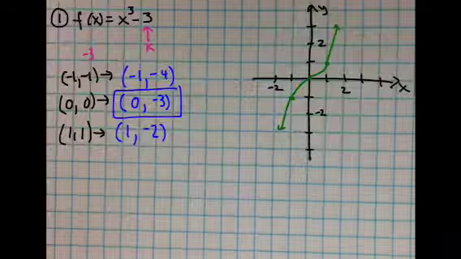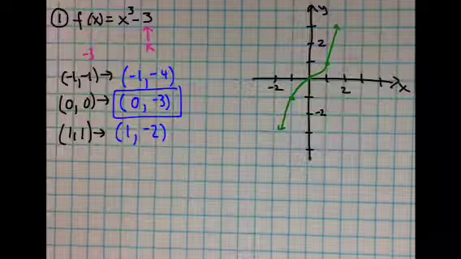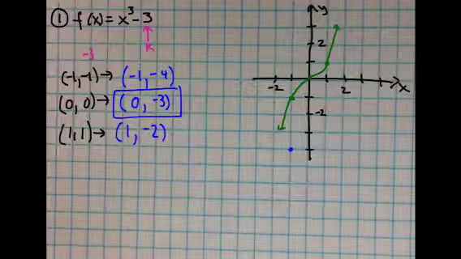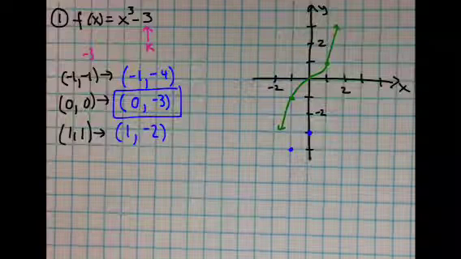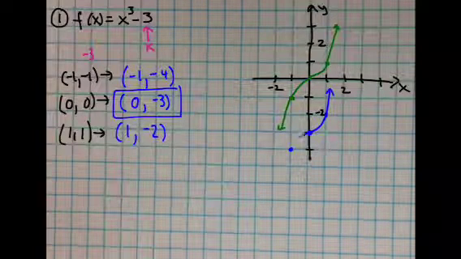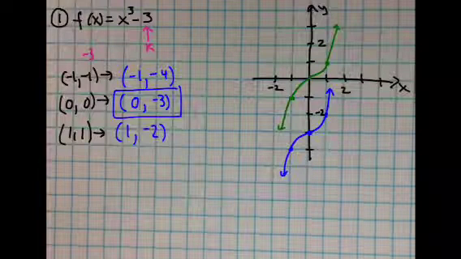And now we're going to go ahead and plot it. If you notice, I already have the parent function in green on the graph. And so now we're going to plot the blue points. -1, -4, 0, -3, and 1, -2. So connect them with the curve. It has to have this shape, okay? It's not a straight line, it's not a V, it has to have this shape.